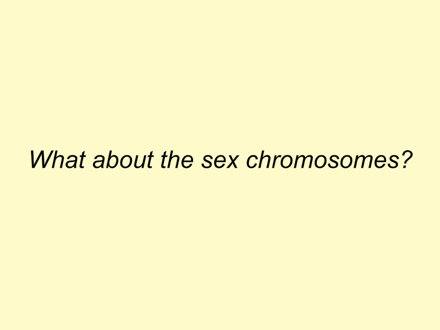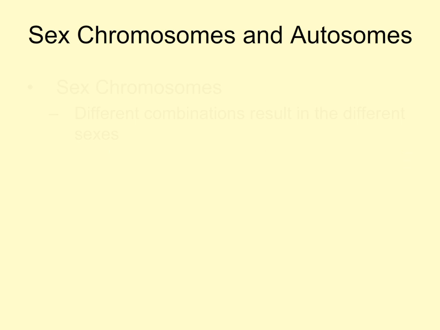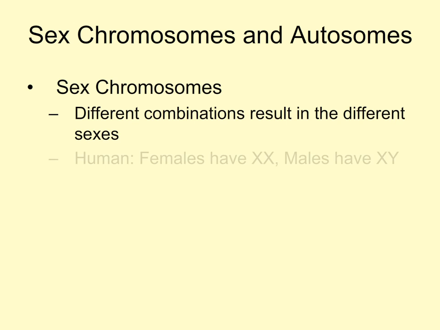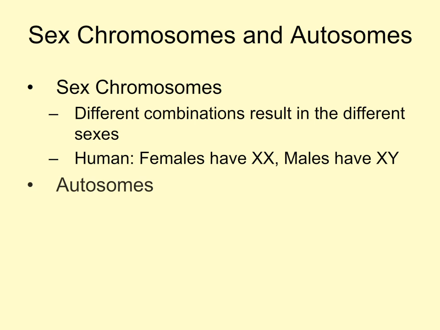But what about those sex chromosomes? The X and Y chromosomes for humans are different. Do they contain different genes? Different species may require different arrangements of sex chromosomes to determine male and female development. For example, humans are mammals, and mammals have X and Y sex chromosomes. An individual with two X chromosomes will develop as a female, and an individual with an X and Y will develop as a male. The other 22 pairs of chromosomes in humans are called autosomes.